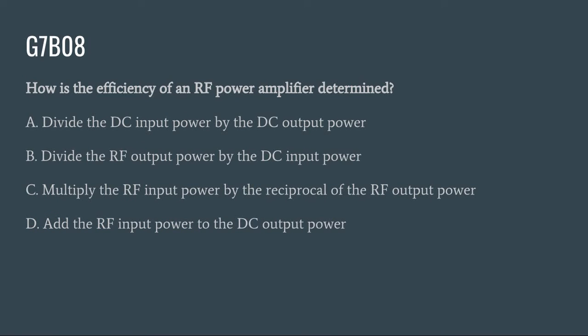G7B08, how is the efficiency of an RF power amplifier determined? A, divide the DC input power by the DC output power. B, divide the RF output power by the DC input power. C, multiply the RF input power by the reciprocal of the RF output power. Or D, add the RF input power to the DC output power. Correct answer B, divide the RF output power by the DC input power.